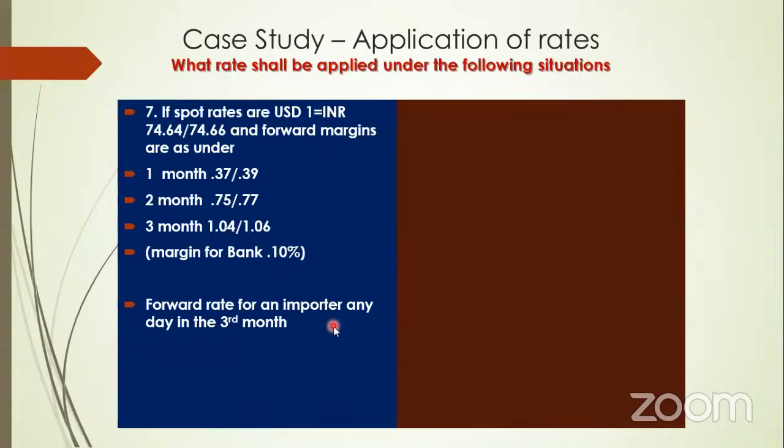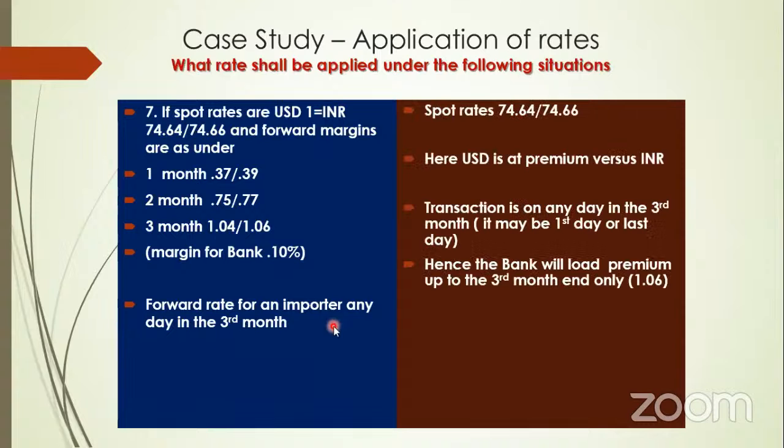Now it's an importer. Step number 1 will be the same. Now you have to go to this side. It's an importer, friends. Go to this side. First key in this rate, 74.66. Now discount, how much discount will you make? Any day in the third month means don't deduct 1.06. You have to deduct what? 0.77 only you have to deduct.